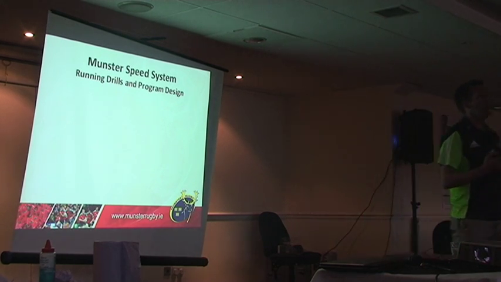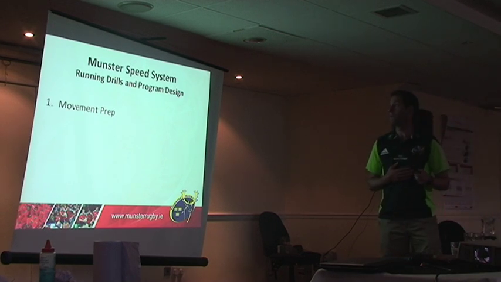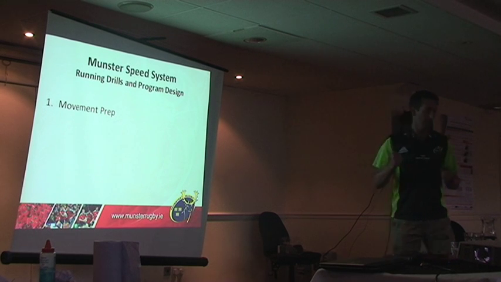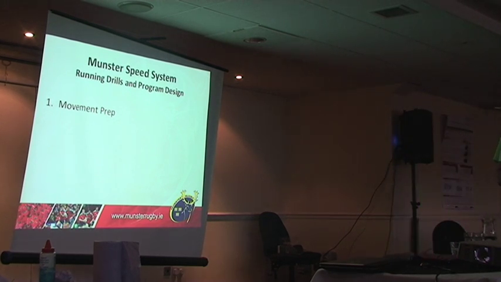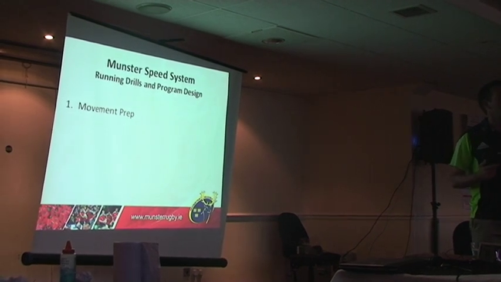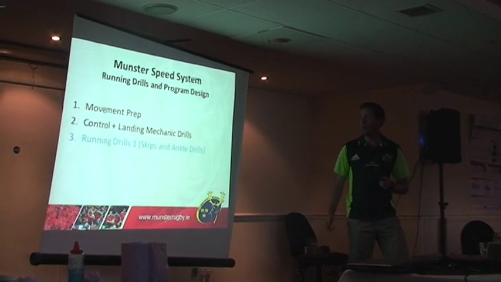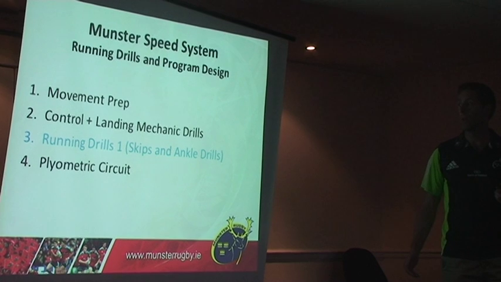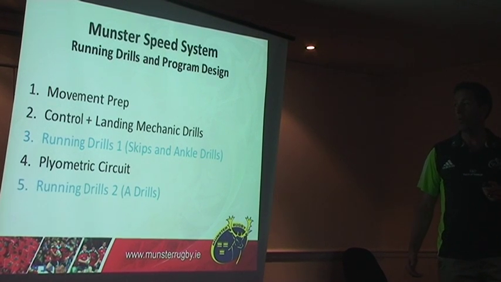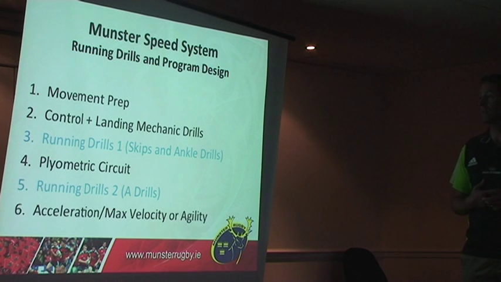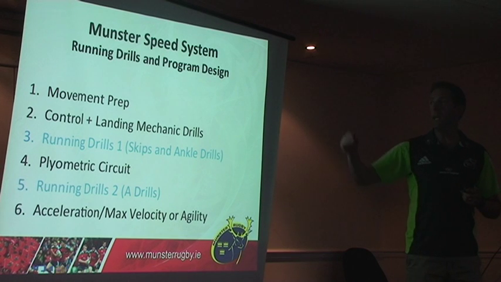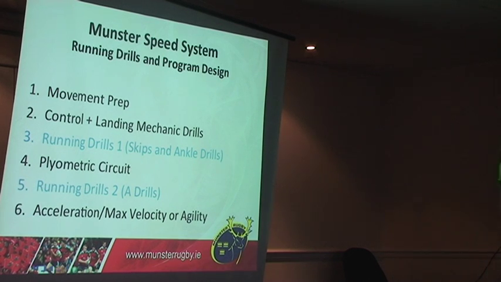Most importantly, where they're most visual is in any of our speed, agility, or max velocity sessions. When we design our speed program, it's got 6 layers to it. A movement prep layer, a control and landing mechanics layer. The running drills now come in third. We've got a plyometric circuit, running drills 2, which are the more advanced running drills, and then acceleration, max velocity, or agility. This is our speed system. Each layer develops specific qualities, and they all potentiate or build on each other as well.